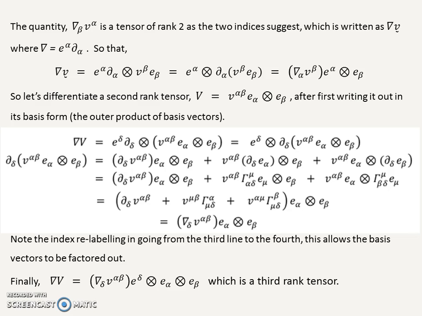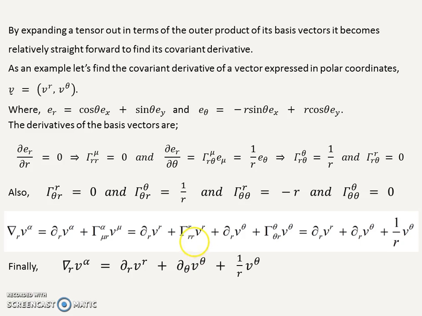All right, next thing: by expanding out a tensor product in terms of its outer product of basis vectors, it becomes relatively straightforward to find its covariant derivative. So those little basis vectors are going to be really handy in helping us find things. They make our life a whole lot easier. If you can expand an object in terms of the outer product of its basis vectors, you can go through them with the product rule, the Leibniz rule, whatever you want to call it, and find the derivative of each of them and express it as an affine connection.